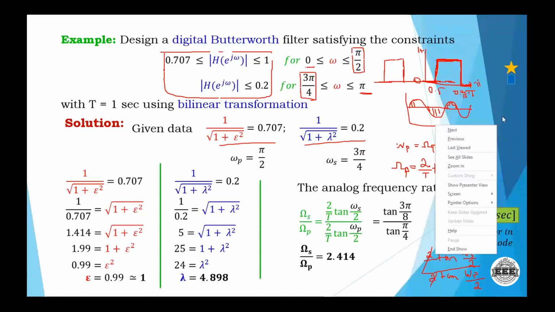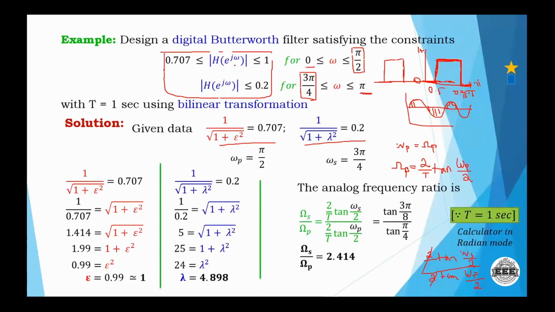Any other doubt based upon this, how to pick this value? Student, did you have any doubt? Shall we move to the next step?